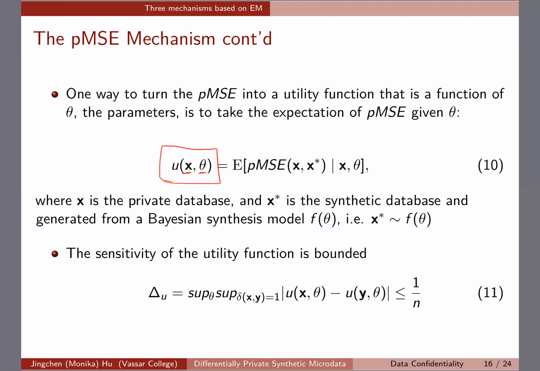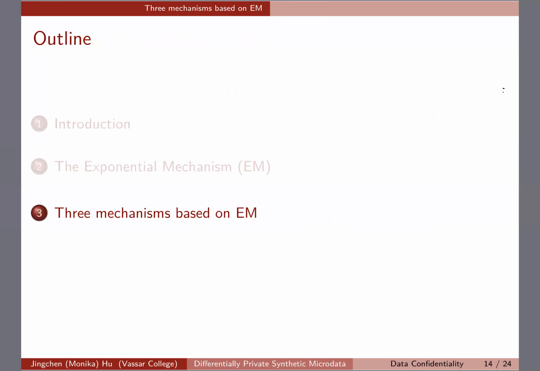So that's what goes into equation 10. X is the private database we're trying to simulate from, right? And X star is the synthetic database, okay? And it is generated from a Bayesian synthesis model, okay? So notice here that X star is just synthetic data that we can generate. It's not yet private, okay? What we're trying to do here is come up with a utility function, if you remember what we did before, the general flow, right? We're trying to get the utility function. Come back here.